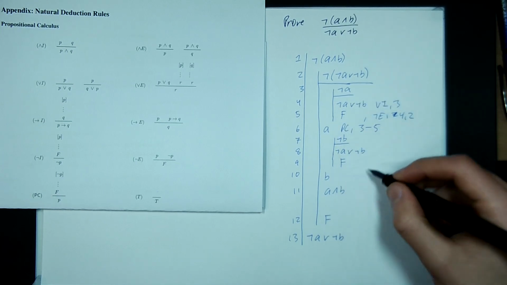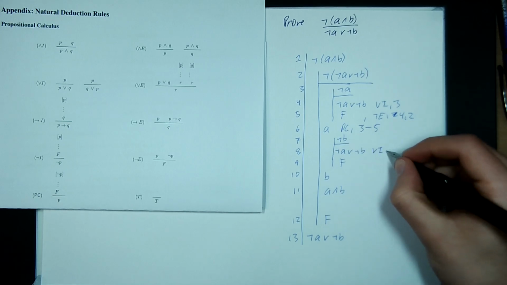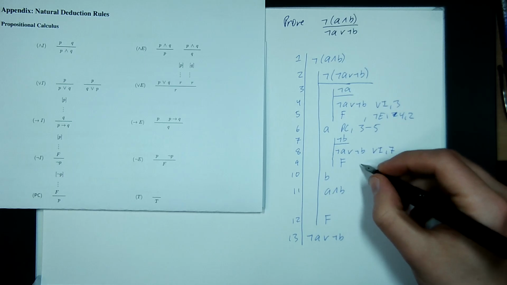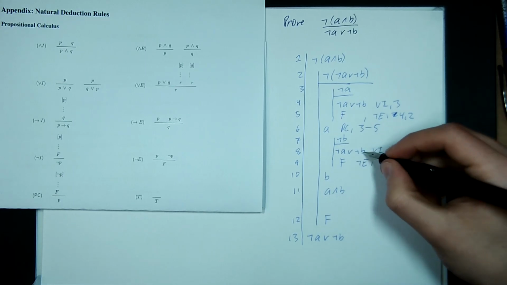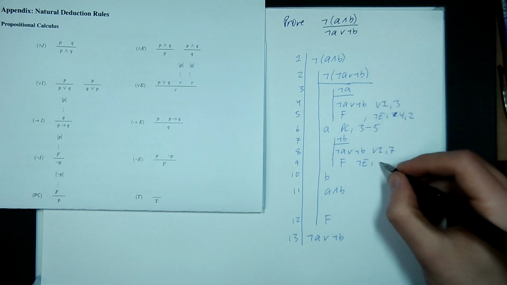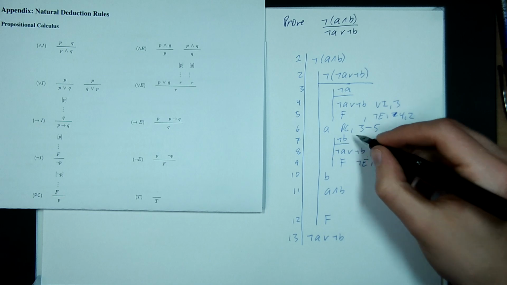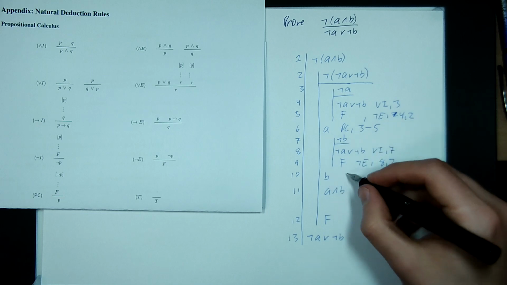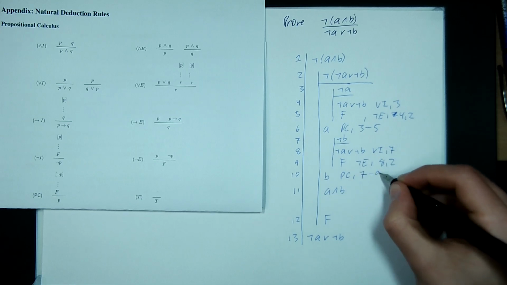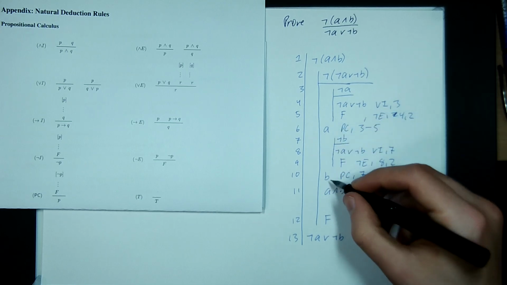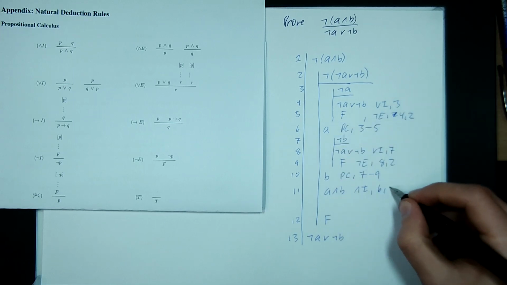And this case here is pretty much the same thing. So assumption, OR introduction, line 7. Negation elimination, lines 8 and 2, in that order, 8 and 2. I assumed not B, I derived false, therefore B. Proof by contradiction, lines 7 through 9. I have A, I have B, so A and B, by AND introduction, line 6 and line 10.